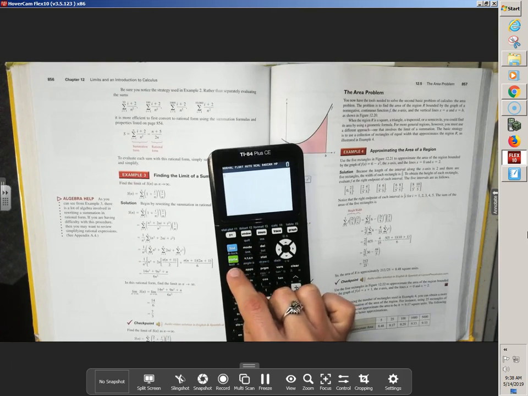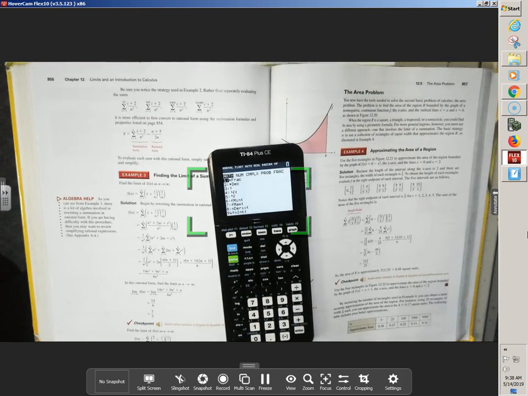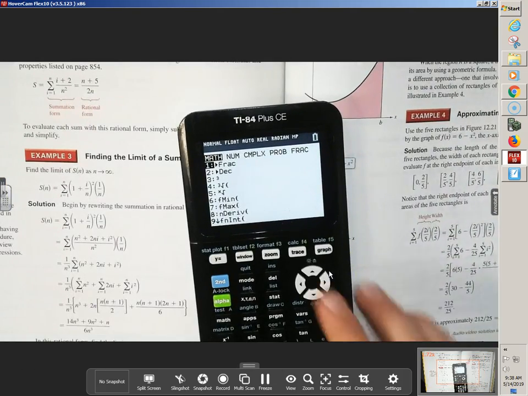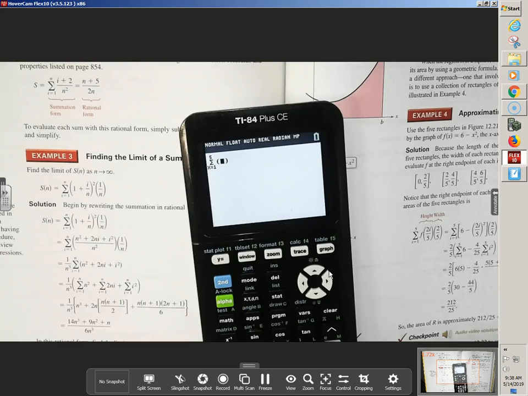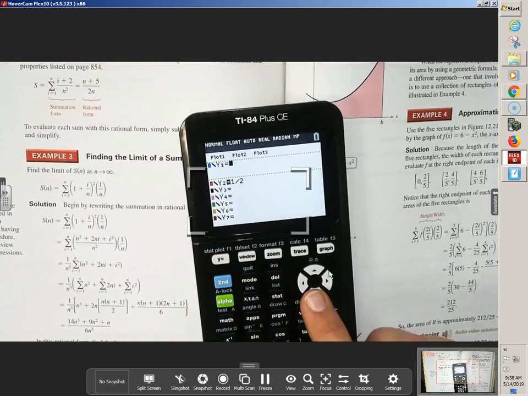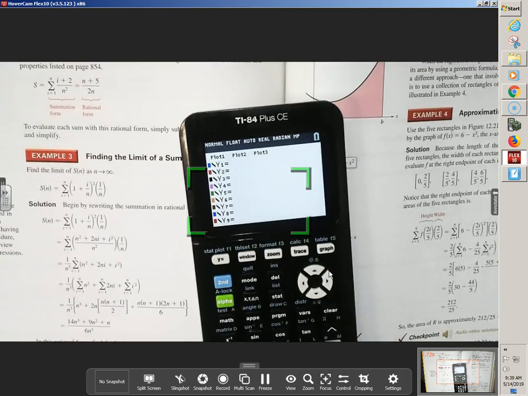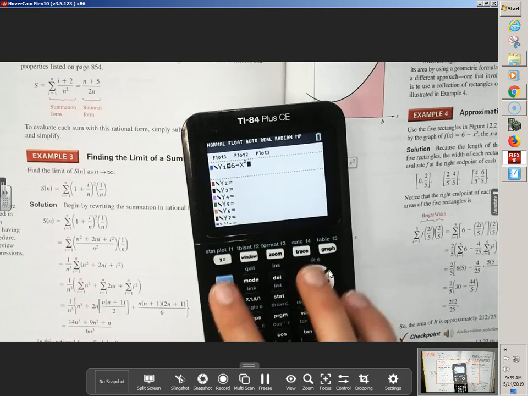Okay, one way is that you could go to your math and get your sigma, summation, and we already talked about there's a shortcut for this too. I'm just going to do x as 1 because it's easier than finding the I. There are 5 rectangles. It's going to be f of... wait a minute, maybe I should have put my f over here in my y1, because my calculator can do this, right? 6 minus x squared is my y1.